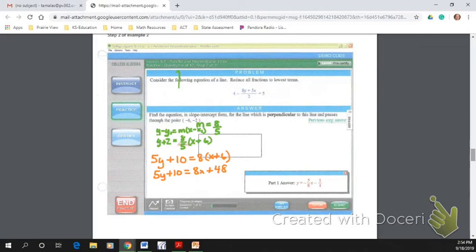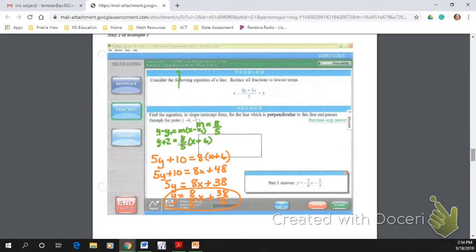And then I'd want to get y by itself. So if I get y by itself, I get a what, 38? Then I divide by 5 and I end up with 8/5 x, which is the slope I should come out with, plus 38/5. So there's the answer in slope-intercept form. Everybody okay with that? Yeah.